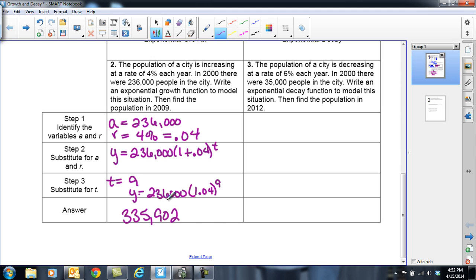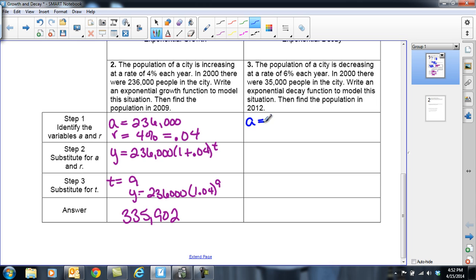It's a very similar kind of problem, but now you have stuff that's decreasing instead of increasing. So the population of a city is decreasing at a rate of 6% each year. That's kind of not good. You don't want your population to decrease. Your town will disappear. So it's decreasing at a rate of 6% each year. In 2000, there were 35,000 people. We want the exponential decay function, and then we want to find the population in 2012.